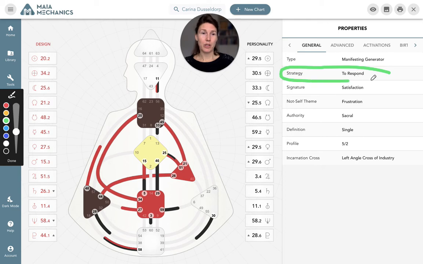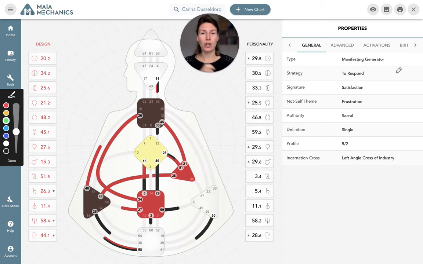I already mentioned a little bit about the strategy. You see here the strategy to respond. And to respond has directly to do with that aura, with that enveloping, open, magnetic, pulling in aura that will bring life to me. And that happens on a daily basis. And there's always something to respond to. On a micro level, on a macro level, there's always something that I can respond to.